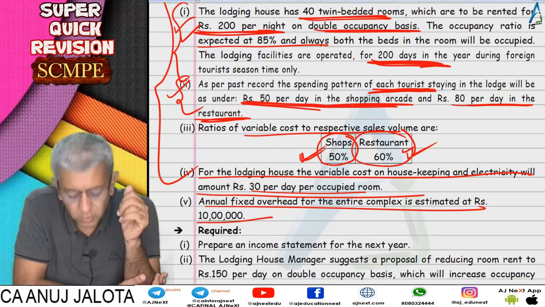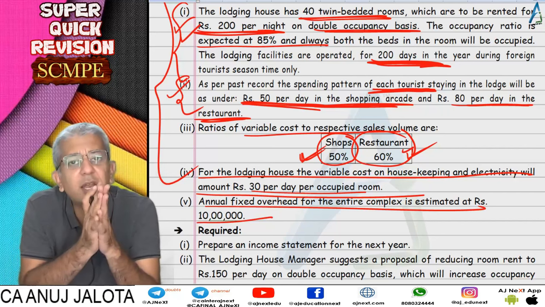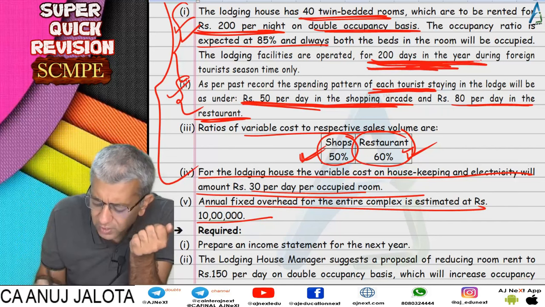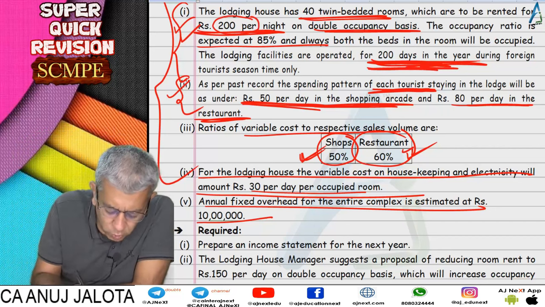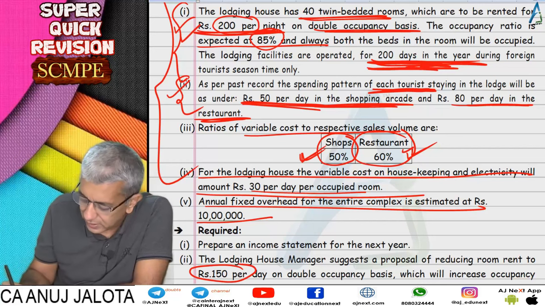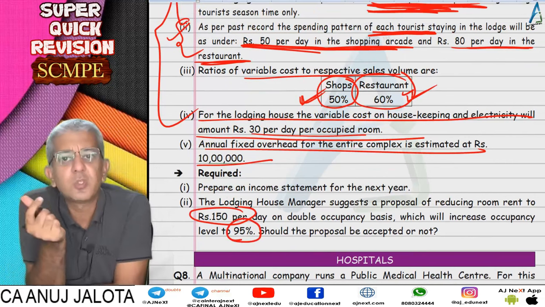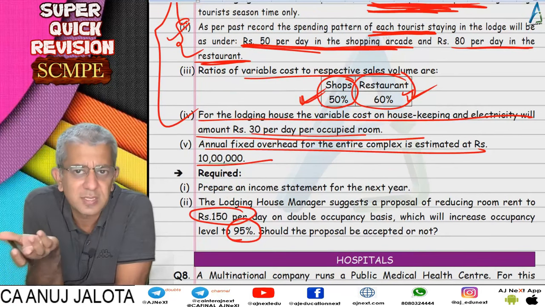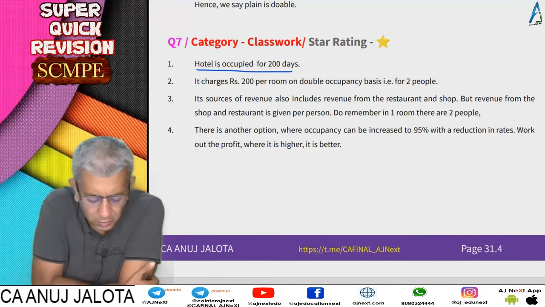Once you do this, try to find out your profit for the entire year, because I think the data was given to you for a year only. And then there was a suggestion that we want to reduce this 200 to 150. The occupancy will increase from 85% to 95%. In this particular case, try to find out the new profit. If the profit increases, it is acceptable, else it is not. That is what I have written.